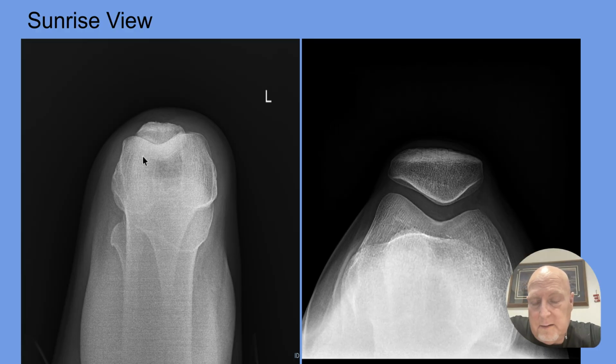How to combat that is, when you're taking the picture, you need to make your cassette match the angle of the tube. If it's a straight tube, it's going to be straight up and down. If you have an angled tube, your cassette needs to be angled in order to get that good joint space right there. And you can refer to the position video.